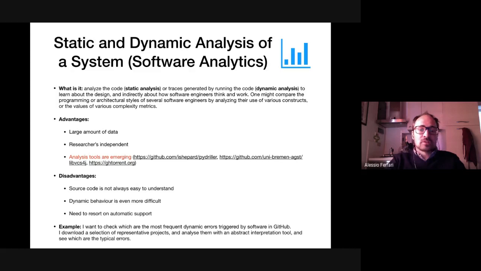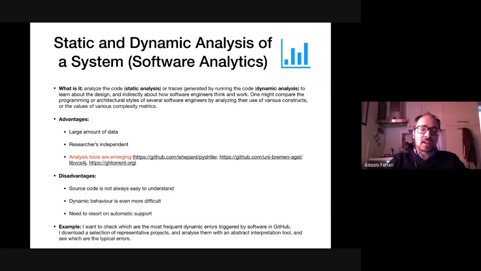Again, a large amount of data, and there is a set of emerging tools for analyzing this. This is also why mining software repositories is exploding somehow, because you have a lot of open source data and a lot of tools for analyzing this. These are links that you can check. One important one is GHTorrent, but also the other ones; there are libraries for analyzing GitHub or other open source repositories.